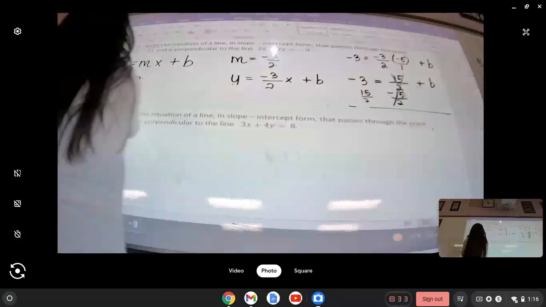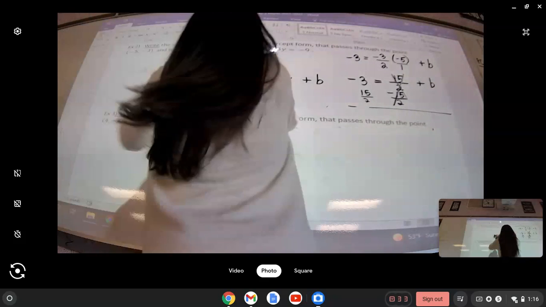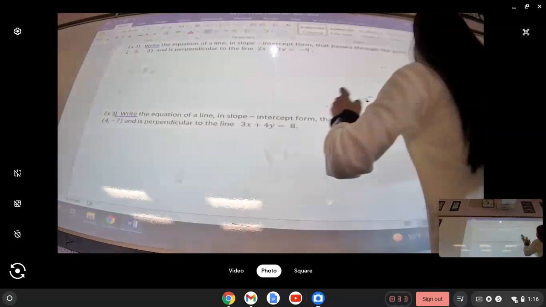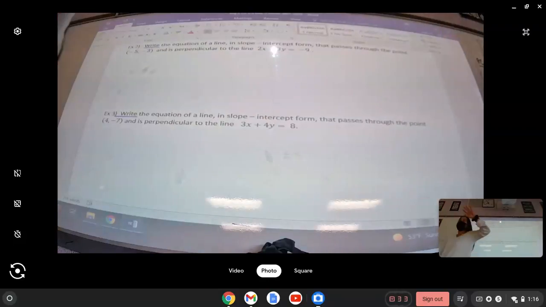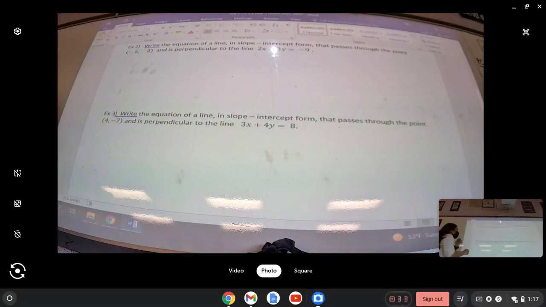All right, so try that one. It starts the exact same way. Just be careful, because when we took our quiz on parallel and perpendicular, a lot of you would read parallel, but you would do perpendicular. So carefully read the problem, make sure you know what it's asking.